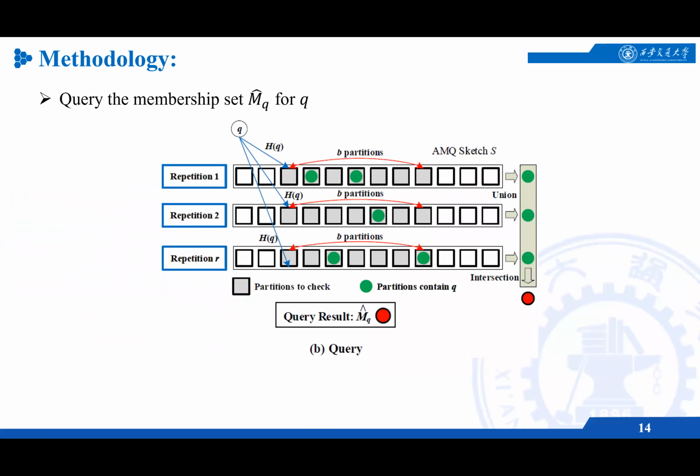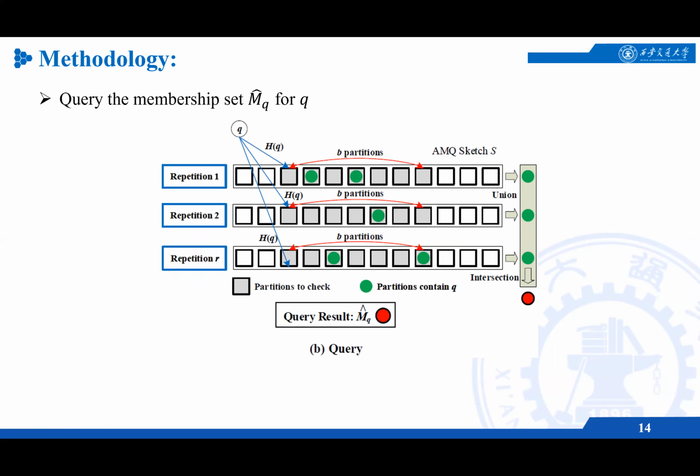To obtain the membership set for a query element Q, we query Q in R repetitions. Specifically, in each repetition, we first map Q to its anchor location H(Q), and then check the next B consecutive locations, which represent the B partitions probably containing Q.